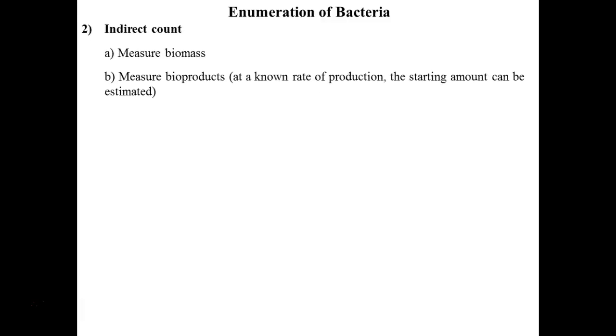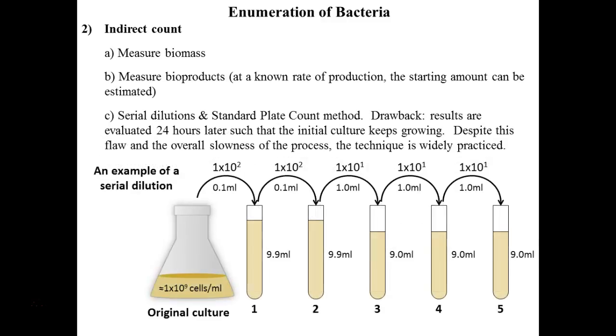Indirect counts can use things like biomass. We can measure products that they produce and back calculate how many cells may be there based on what they produced, right? Machines can do that, or you can do what we did today. You can do serial dilutions and do a standard plate count. This is very similar to what we did, except it's in milliliters and we did it in microliters. Same scheme though.